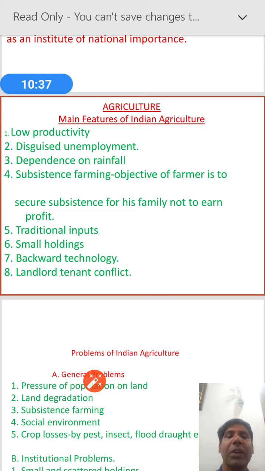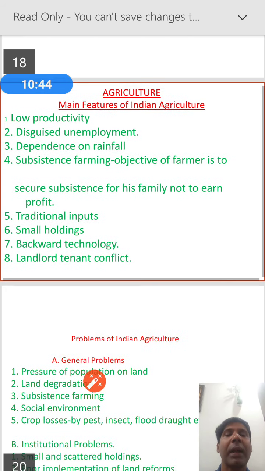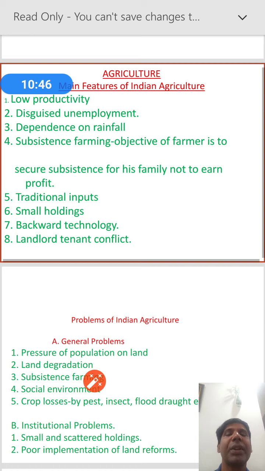What is low productivity? The production is very low. And what is disguised unemployment? Disguised unemployment means that more people are engaged in a work than actually needed. Suppose 2 persons can do the work, but 4 or 5 people are doing the same work. The remaining 3 are waste. Then dependence on rainfall.